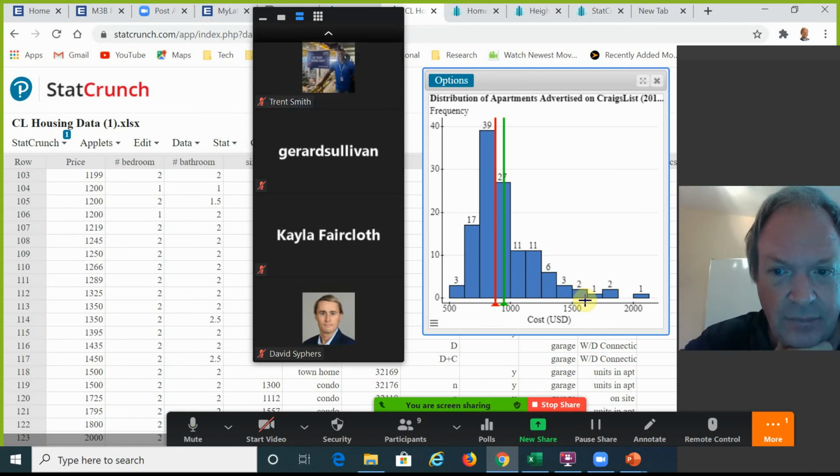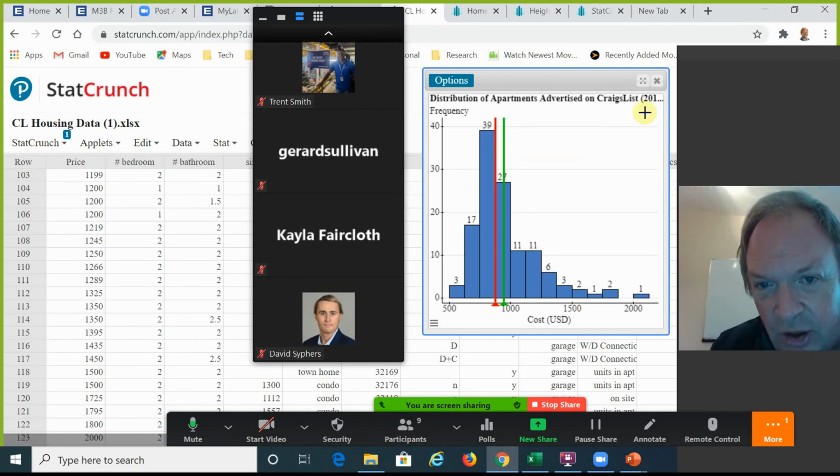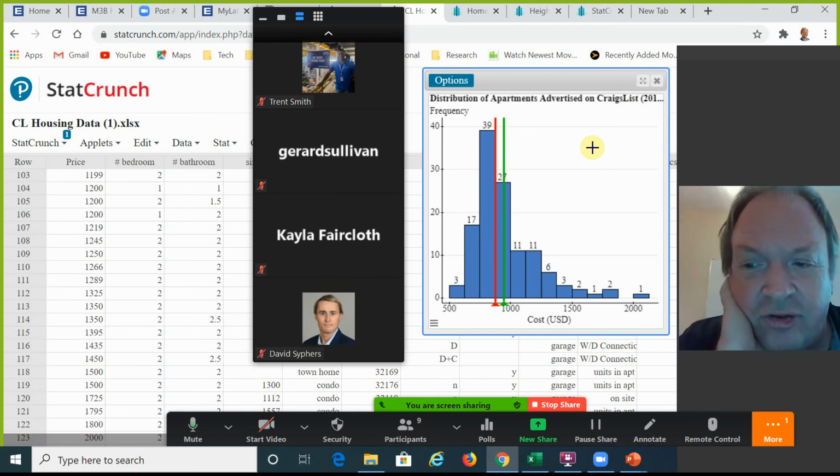The median inside the box. So let me ask you a question. Notice there are two lines here, a green line and a red line. Which do you think is the median and which is the mean, and why?